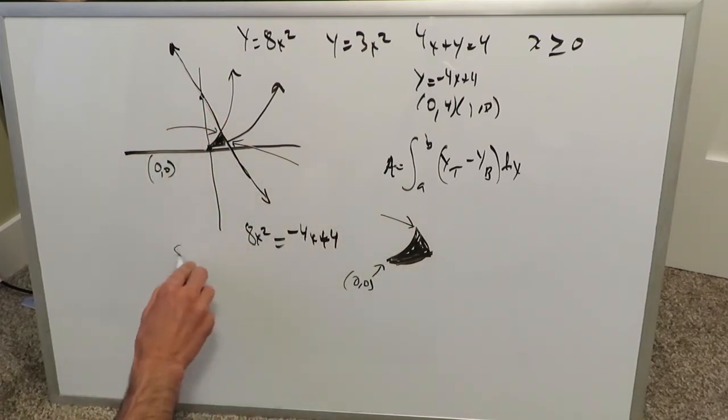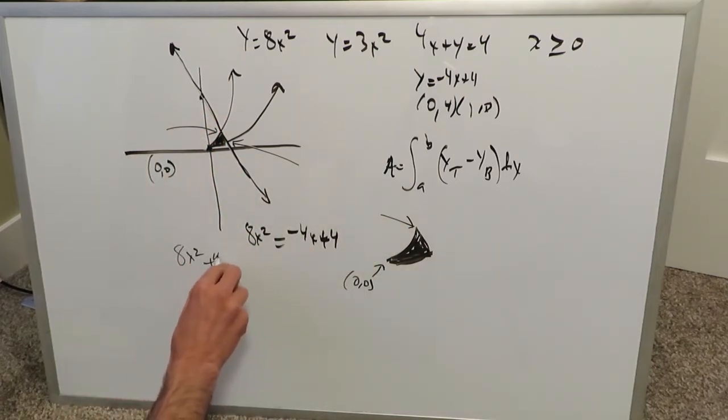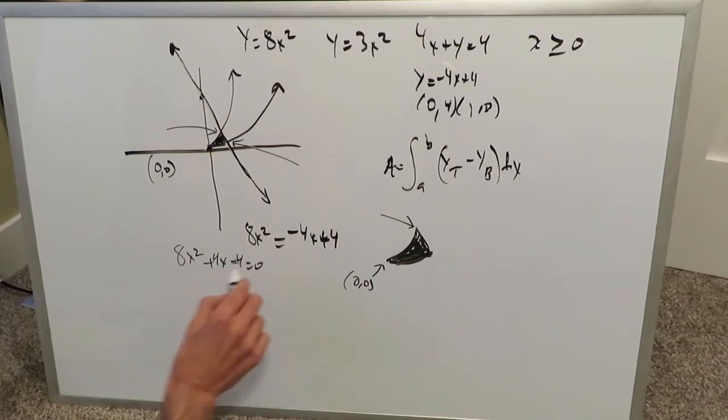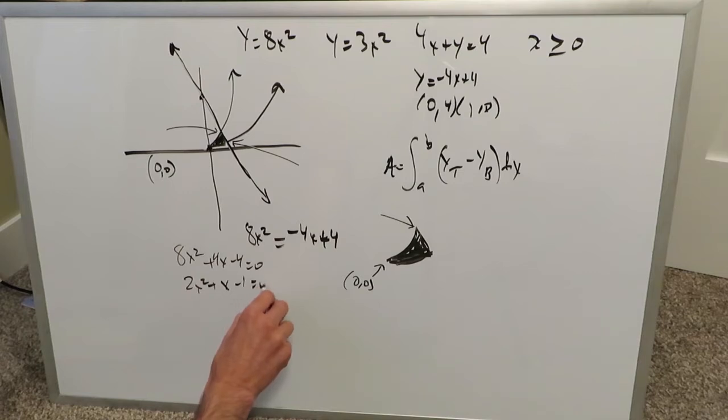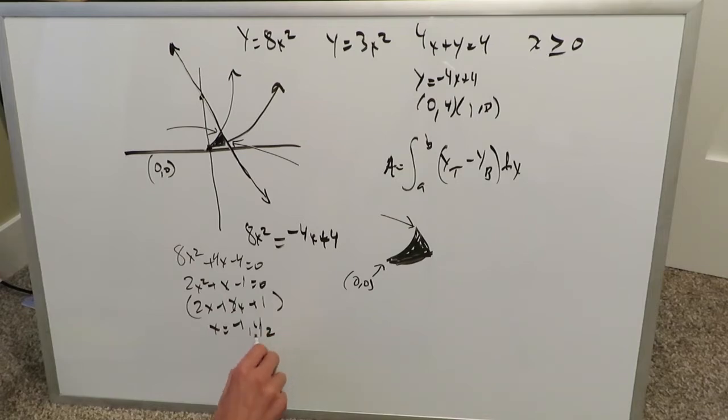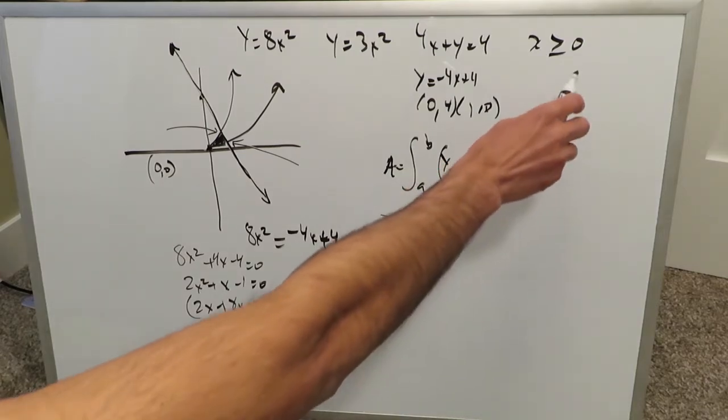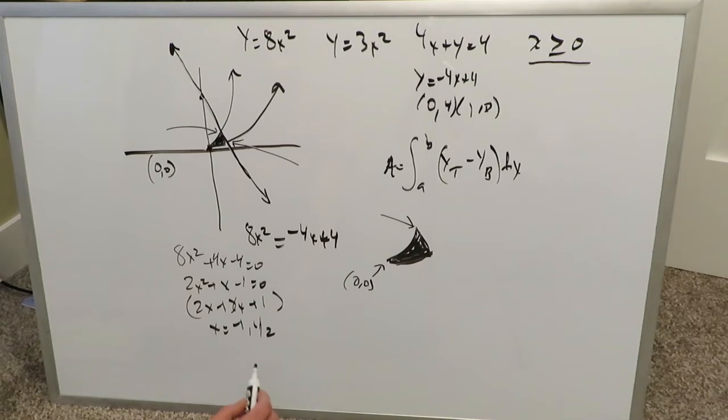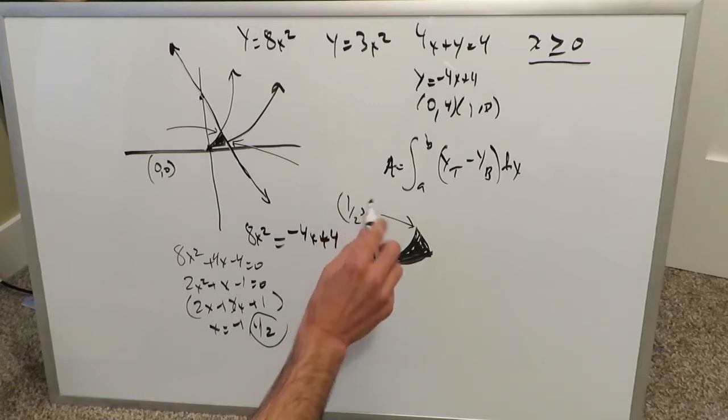Well, we have to do work over 8x squared plus 4x minus 4 is equal to 0. Divide everything by 4. 2x squared plus x minus 1 is equal to 0. Factor it out: x is equal to minus 1 and 1 over 2. You can throw one of these values out because of the condition x is greater than or equal to 0. You can only keep a positive value. So we keep the positive value 1 over 2. So we know here the x coordinate is 1 over 2.